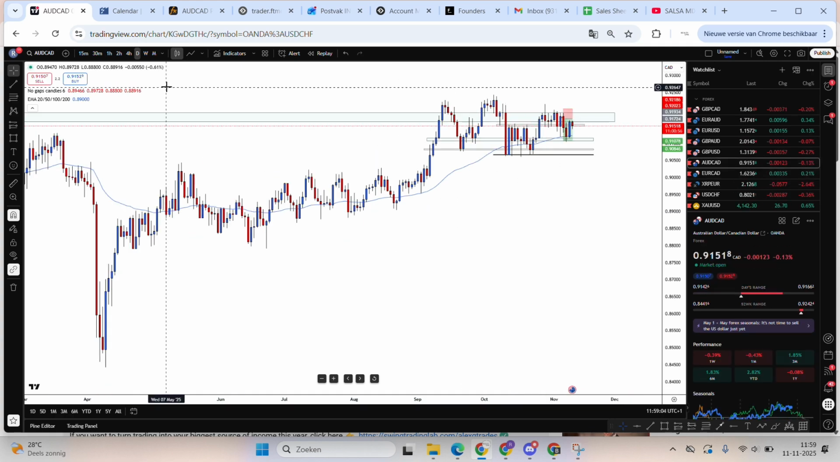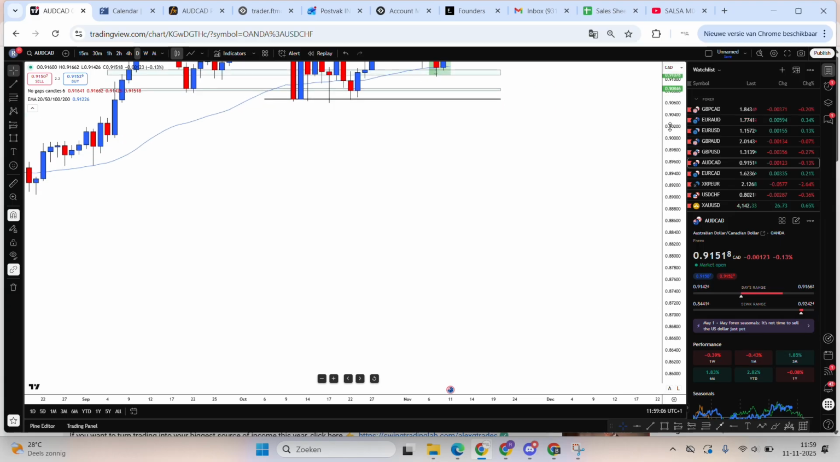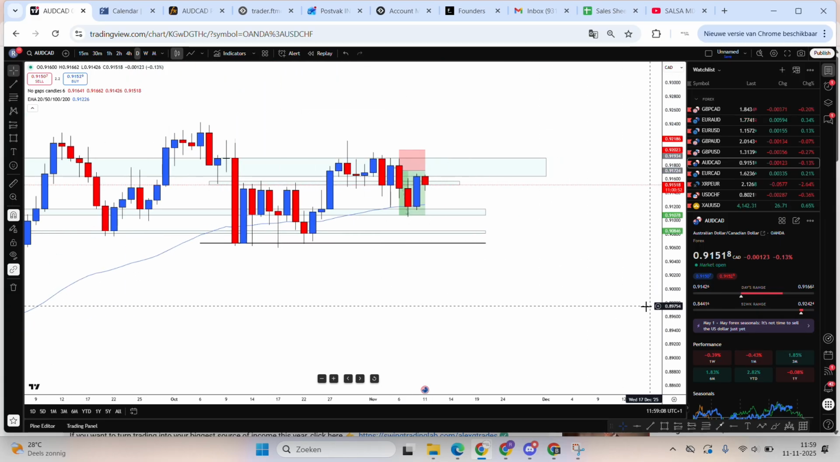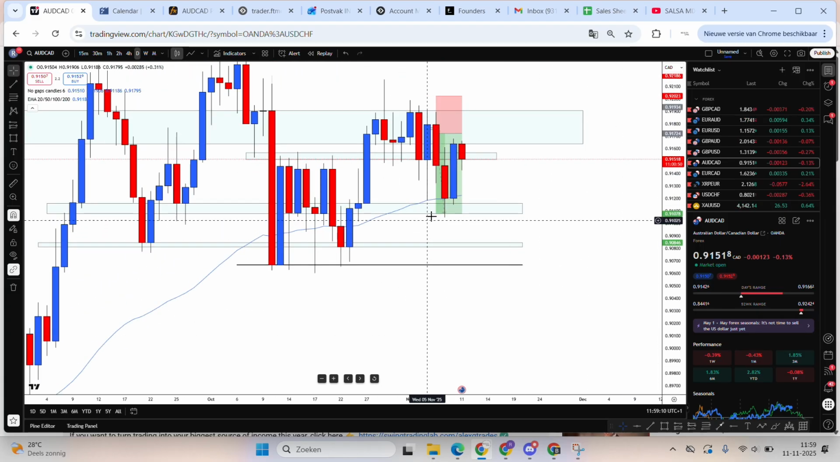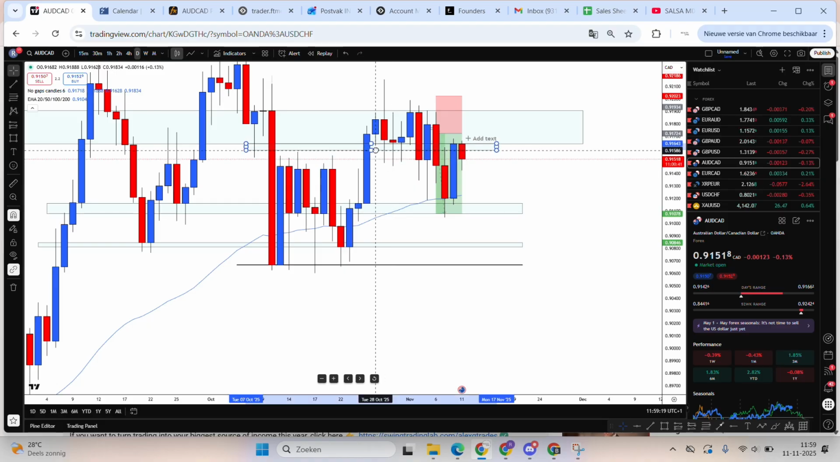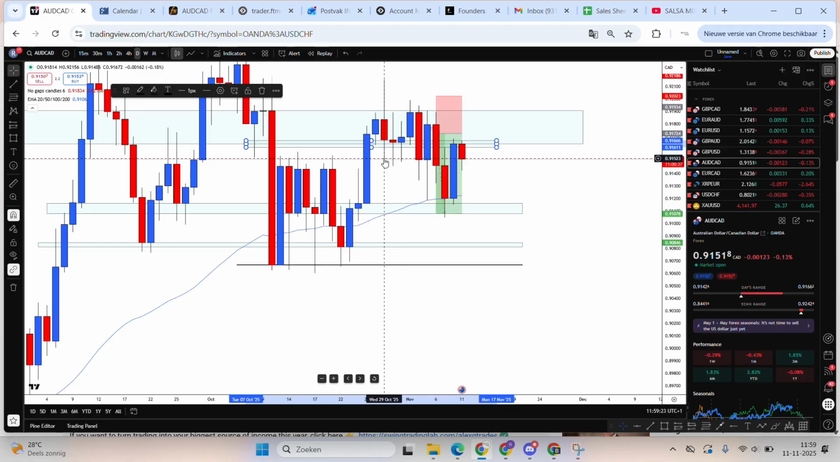AUD CAD, actually, I'm happy that I closed the trade last week because look at this pullback, guys. I took my take profit and then it bought up again straight into this zone right there. Actually, this zone, it's this zone right here. So the last structure point before the sell-off. So now we retest it.